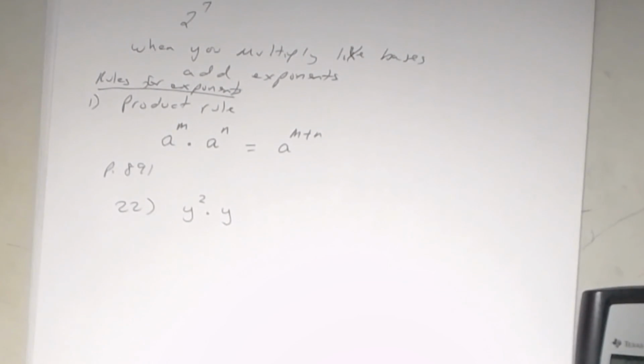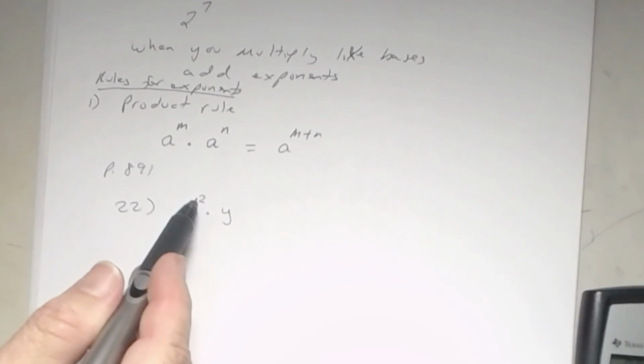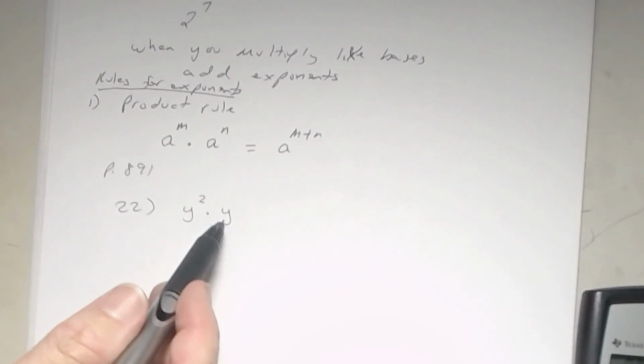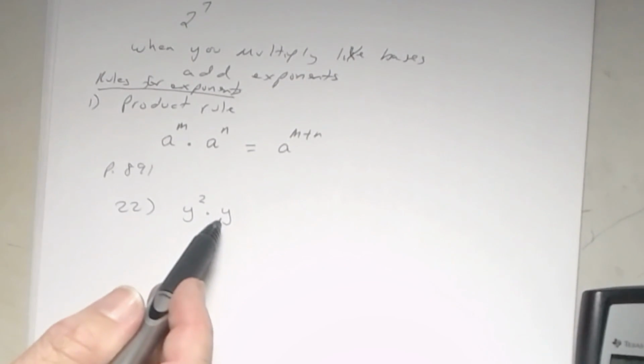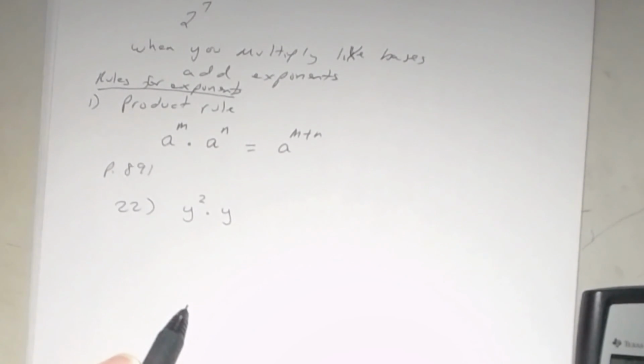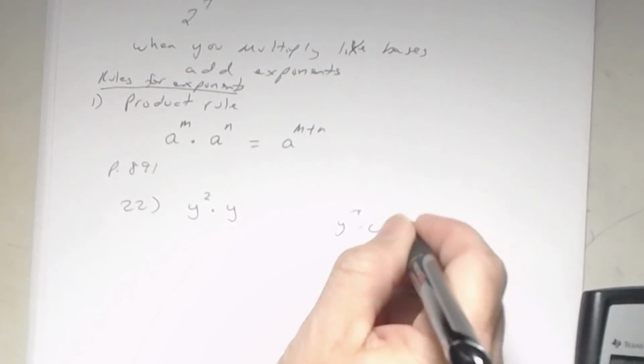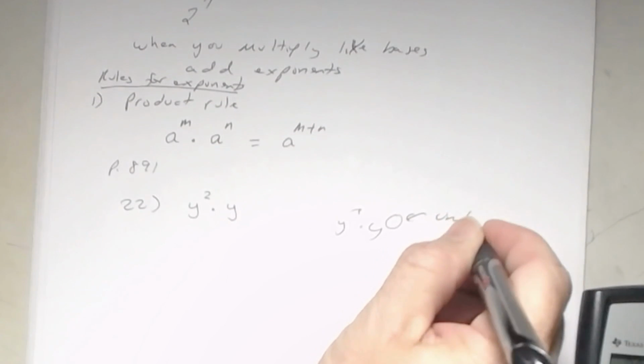Y squared times y. So if you look at that first factor of that product, which is y, it's being raised to what power? Second. If I look at the second factor of this product, which is y again, but it's being raised to what power? The first. If there's no exponent there, it's understood to be a 1. So remember, no exponent is understood to be a 1.